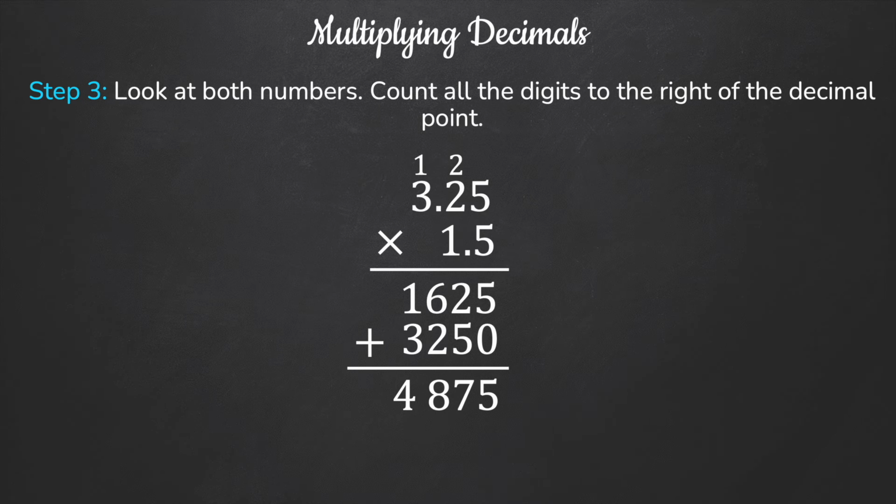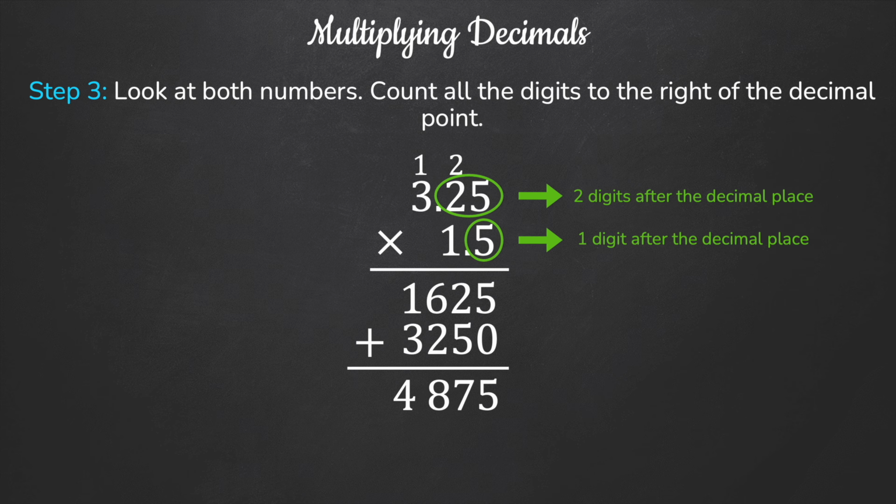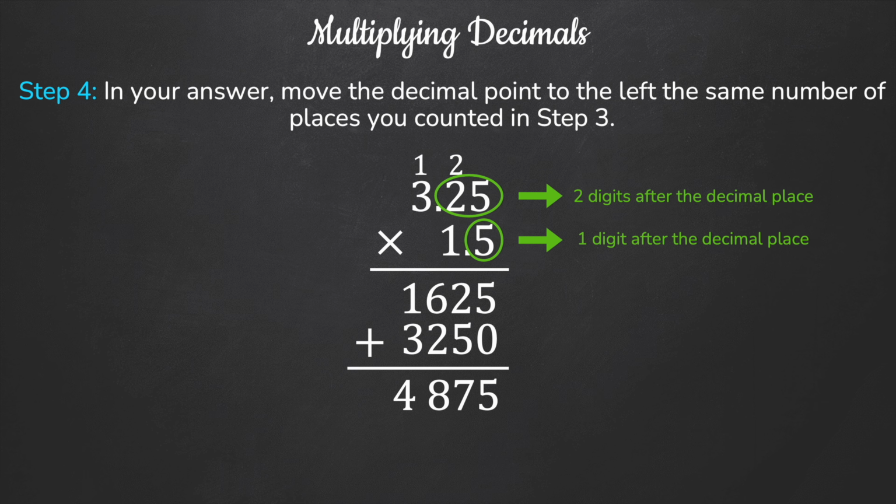Now we're going to look at both our numbers and count all the digits to the right of the decimal point. So here we have 2 digits. Here we have 1 digit. And in total we have 3. So we're going to put a decimal point at the end and then move it 3 spaces to the left. And that's where our decimal point goes.